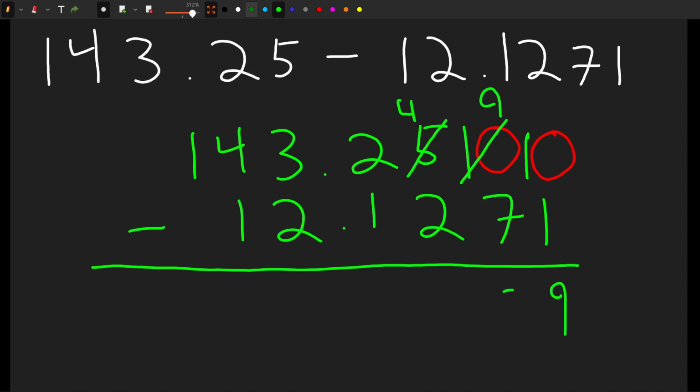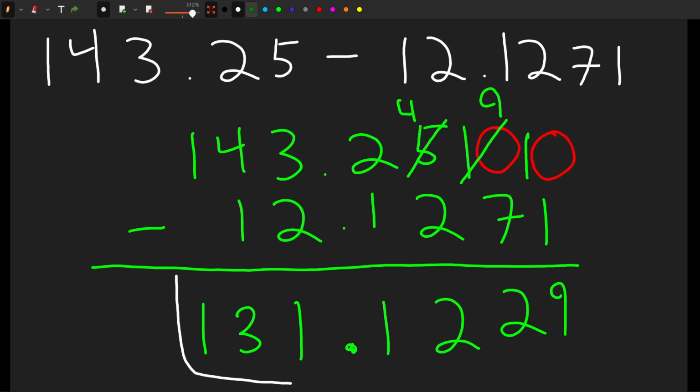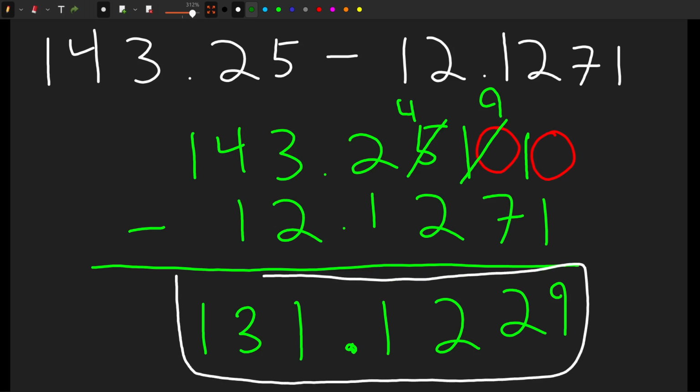9 minus 7 is 2. 4 minus 2 is 2. 2 minus 1 is 1. 3 minus 2 is 1. 4 minus 1 is 3. And then 1 minus nothing simply becomes 1. Just bring it down. Additionally, we bring down our decimal point. Make that a little bit bigger. And then our answer is 131.1229.